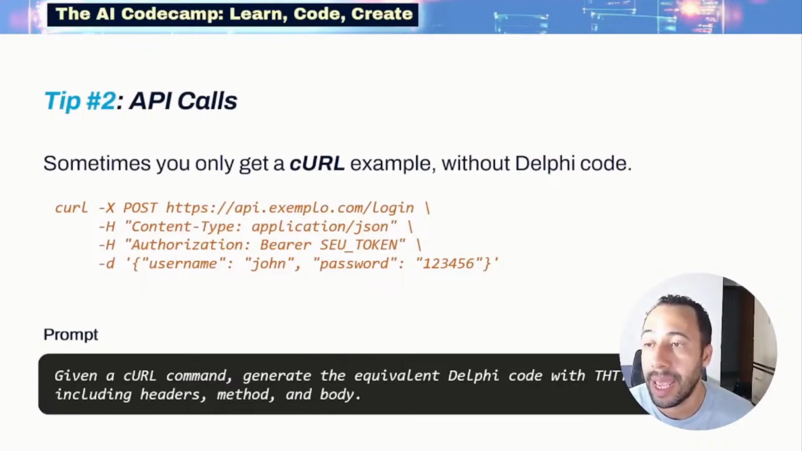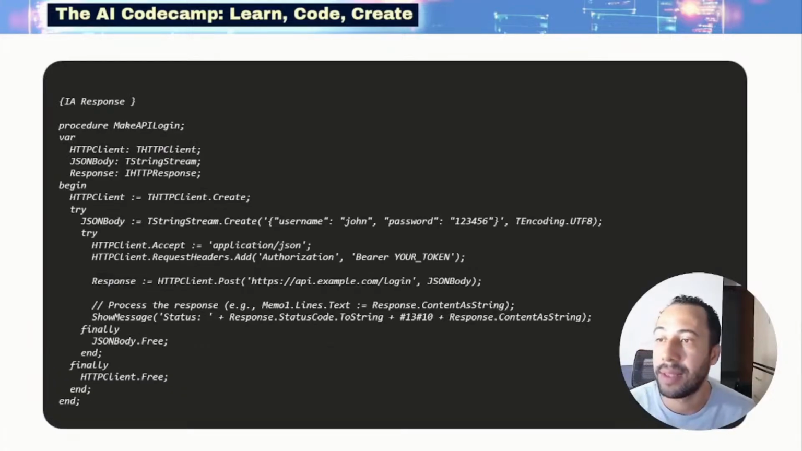Tip 2. API calls. I was developing an API integration and found examples in JavaScript, C# and curl, but could not find any for Delphi. So I just copied the curl command and asked Gemini to generate an example. And here is the magic. The AI generates the complete procedure, and note how instantaneously.